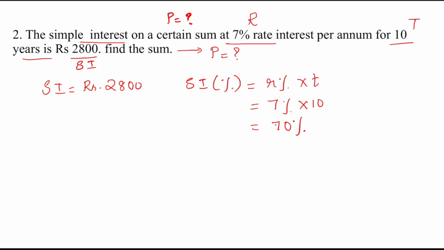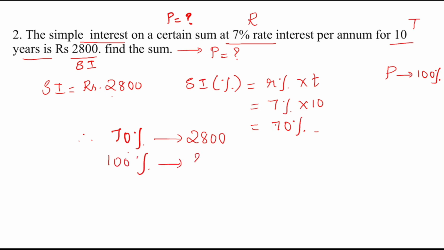Okay, so 70% is in terms of percentage and 2,800 is in terms of money. So if 70% is 2,800, then, as I have told you all, we will always assume principal as 100%. So if 70% is 2,800, then 100% is how much?